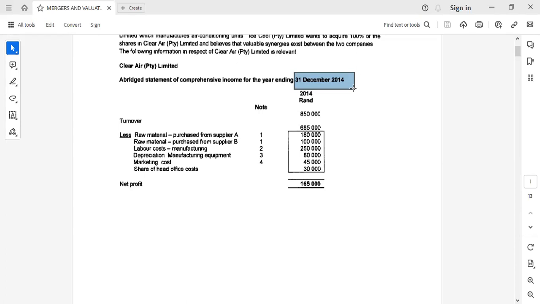31 December 2014 is the year that has passed. These are the financial statements that they've given us. But when you are valuing a business, we don't look at what has happened. You look at what will happen. What is it that I'm going to get in future? Right. So this is 2014. Let's read what they are saying now.